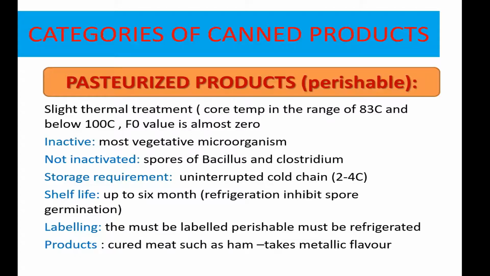Is it clear? We have to write on the label also that it is perishable and must be refrigerated. So in the labeling we have to state that it is a perishable product and must be refrigerated. You cannot keep it at ambient temperature. Generally people think canned products can be kept at ambient temperature. But the pasteurized canned products, you have to keep in refrigeration, and only then can you keep them for 6 months. So this is the pasteurized product. Remember the F0 value is almost 0. What is F0 value? We'll be discussing in the next class.